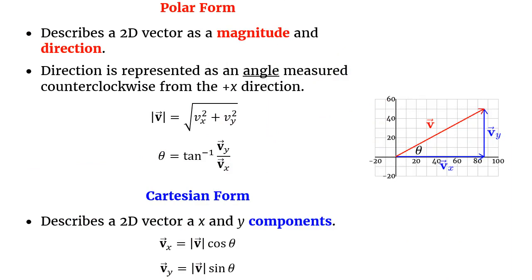In our last lesson, we described 2D vectors in two different ways. The polar form describes a vector as a magnitude and a direction. We use angles measured counterclockwise from the x direction to represent the direction. The second way of describing a vector is the Cartesian form. The Cartesian form describes the vector with an x and a y component. We also learned how to use trig formulas to convert vectors between polar and Cartesian forms.